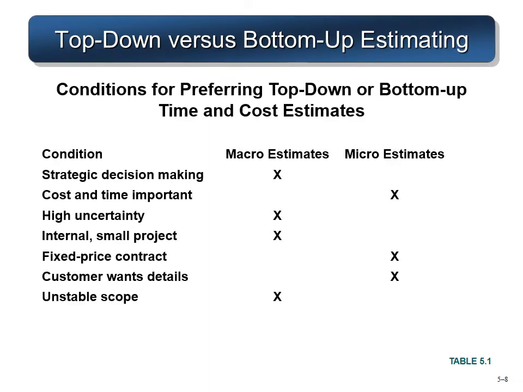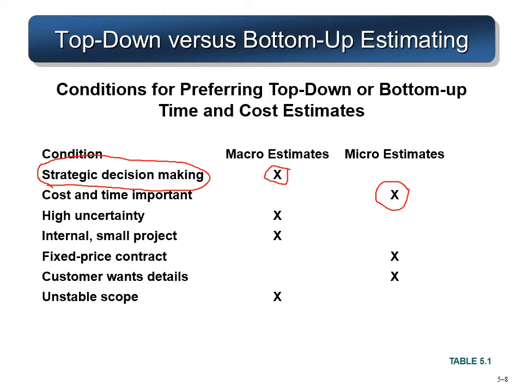So when do we use the top down and when do we use the bottom up estimating? For strategic decision making. So top management is making some strategic decision. They will go for a macro level estimate. They don't need a detailed estimate at that stage or for that strategic decision. But when cost and time are important, they'll be going for the micro estimate, because that exact number of days is required, or exact number of working weeks are required.